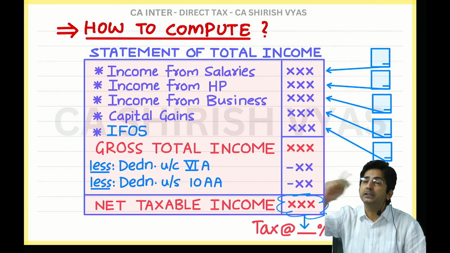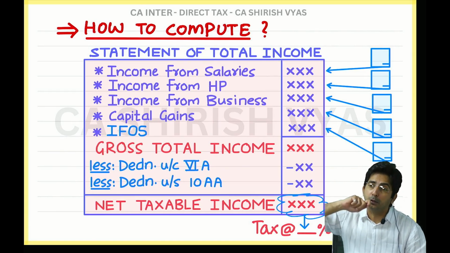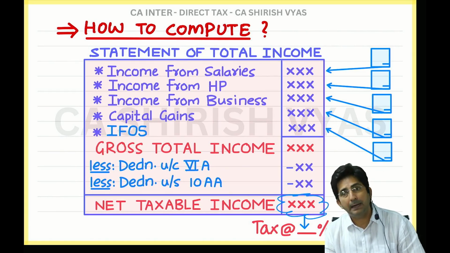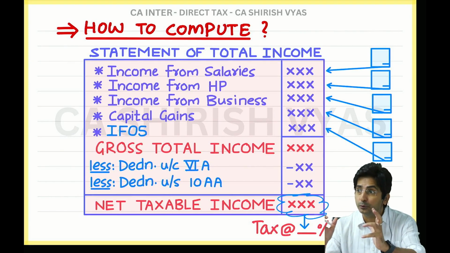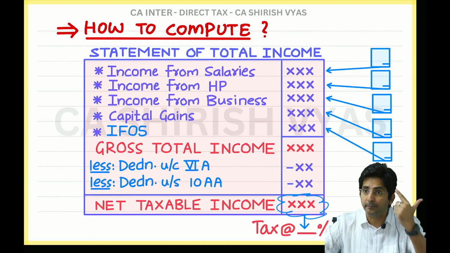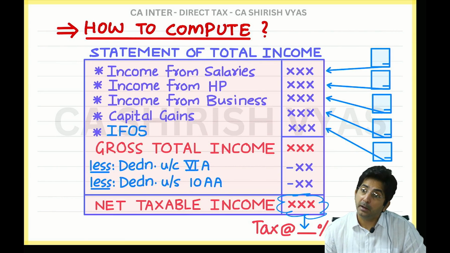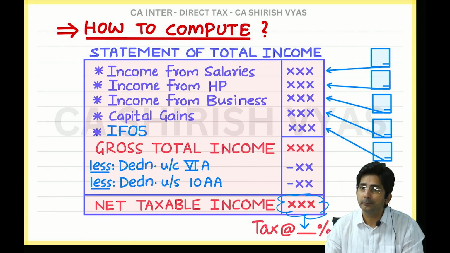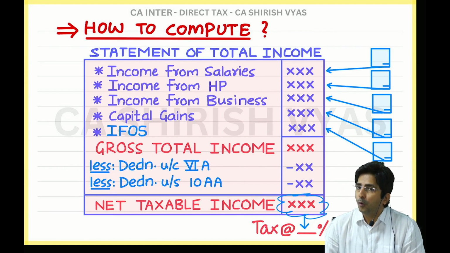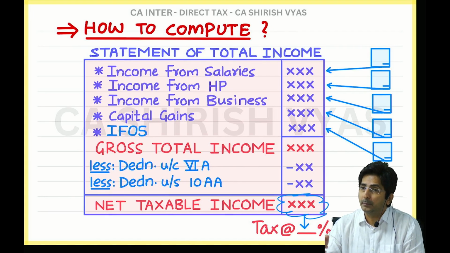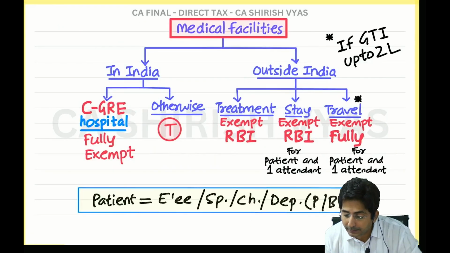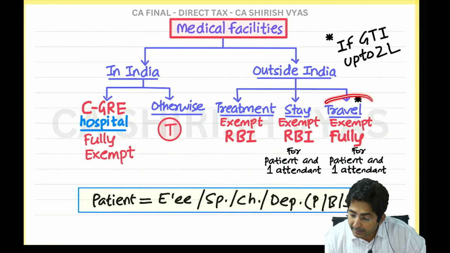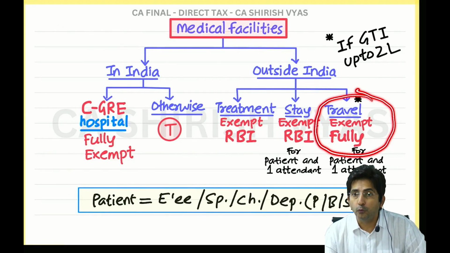I give you open challenge if you can answer the logic of this. I have the answer, but I want you to try, because these are things which come from your brain. So 2 lakhs per month or per annum? For the whole year. Only if your gross total income is up to 2 lakhs, then only what? Benefit of travel will be fully exempt.